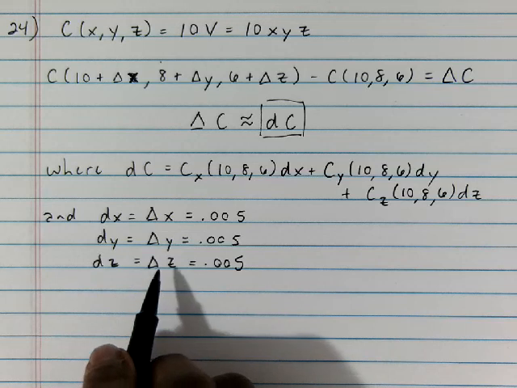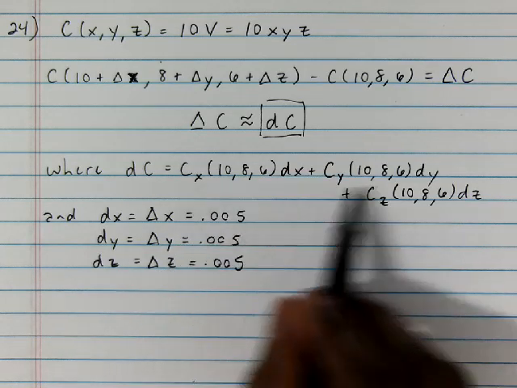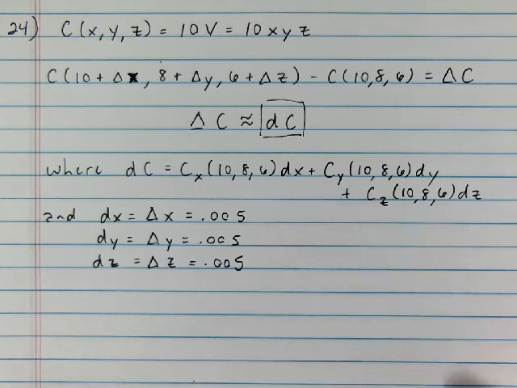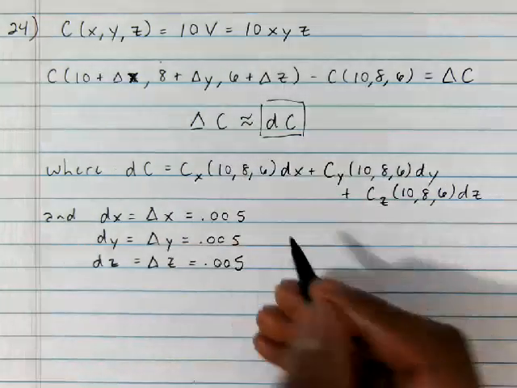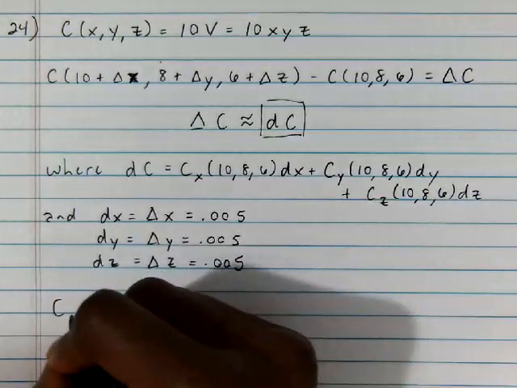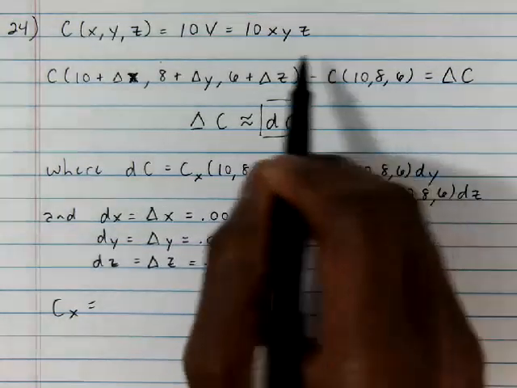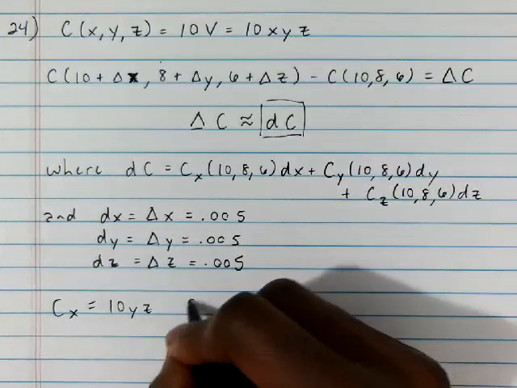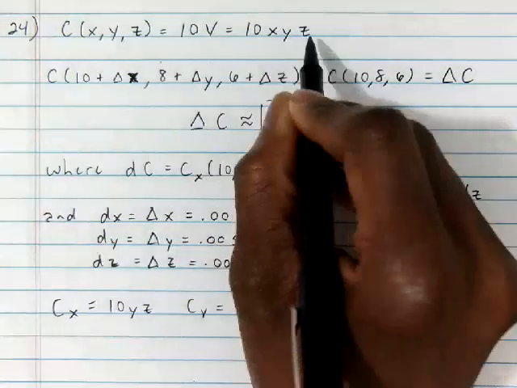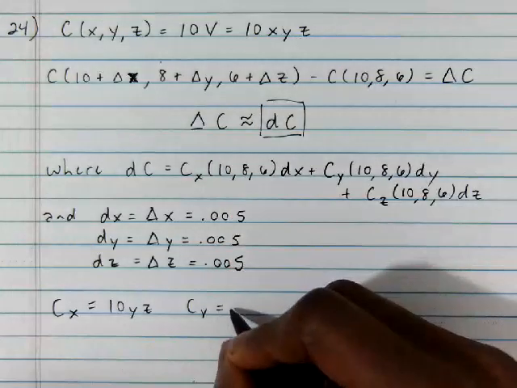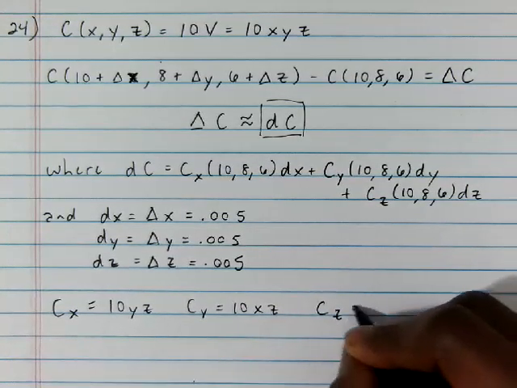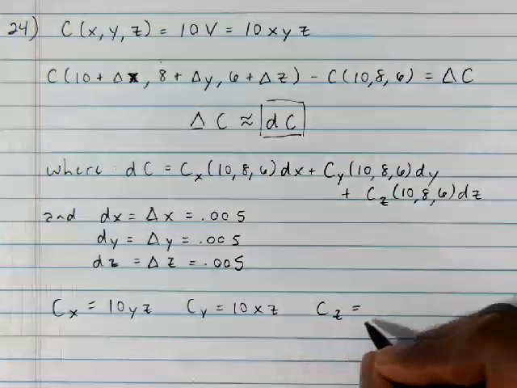So now we can take all this and put it into this formula. We need our partials to put in first. So we'll just find those partials and then we'll substitute everything in. They're easy partials, so we could find them as we put it in, but let's just write it out. So C sub x, the partial of this with respect to x, is 10yz. C sub y, partial of this with respect to y, is 10xz. And C sub z, the partial of this with respect to z, is 10xy.